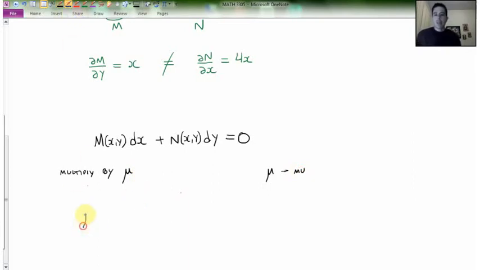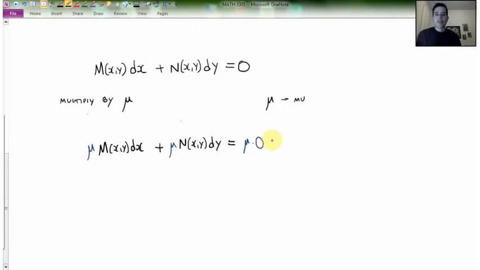So that will become mu times the function M of x, plus, because we multiply everything by mu, then we get that. And then on this side, of course, we multiply both sides by mu, but this side is 0, so it becomes 0 anyway. So that is our new M. It's called new M. And here's our new N.